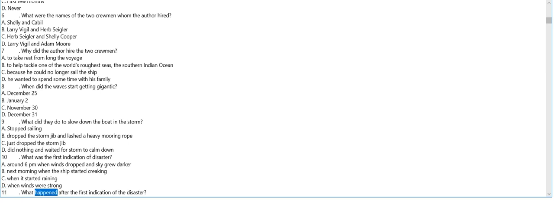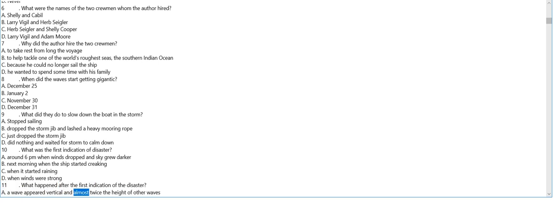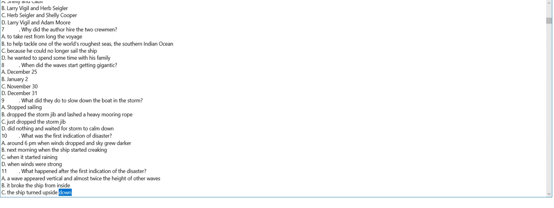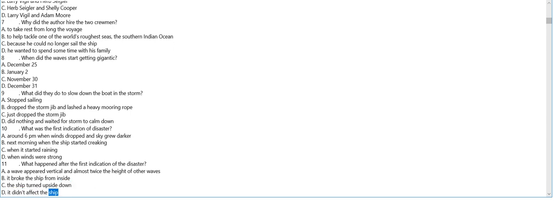11. What happened after the first indication of the disaster? A. A wave appeared vertical and almost twice the height of other waves. B. It broke the ship from inside. C. The ship turned upside down. D. It didn't affect the ship.